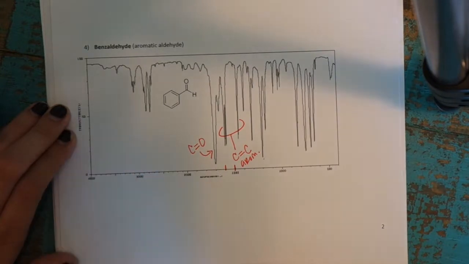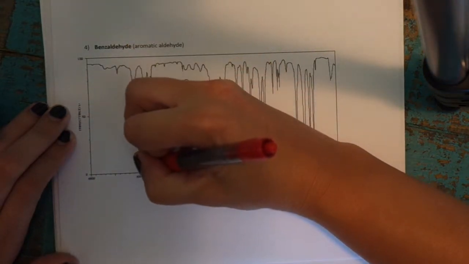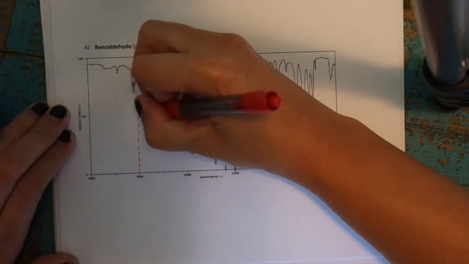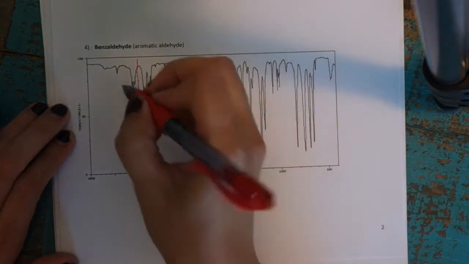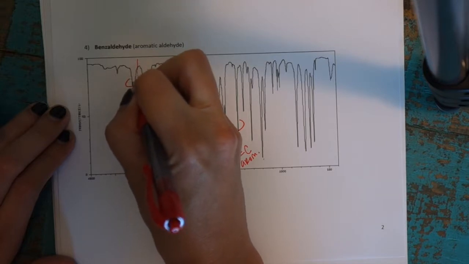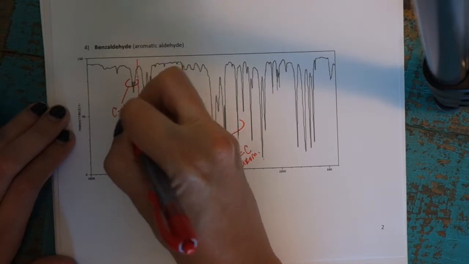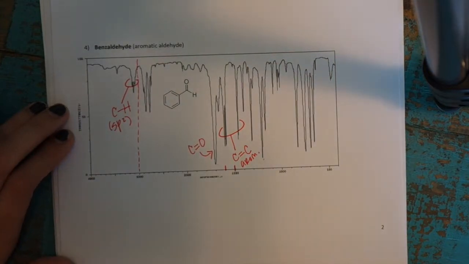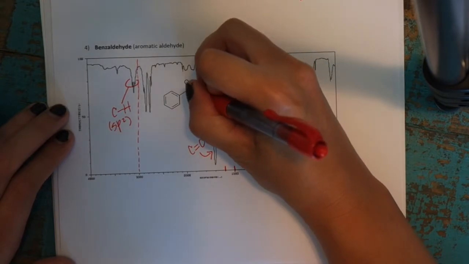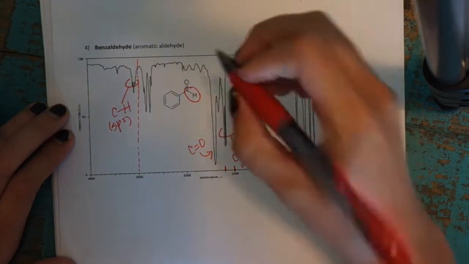And then over here, if we look in the CH region, again I'm going to draw my line from 3000. You can see this to the left. This is what we would expect. This is our CH for our aromatic sp2 carbon-hydrogen bonds. But then we have this stuff, and this is what I was talking about for the special CH aldehyde bond.